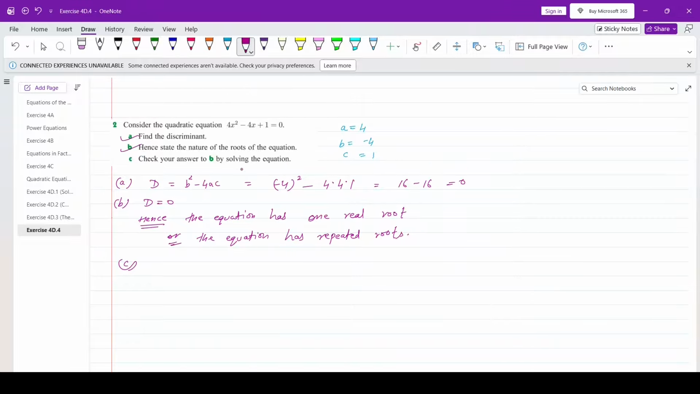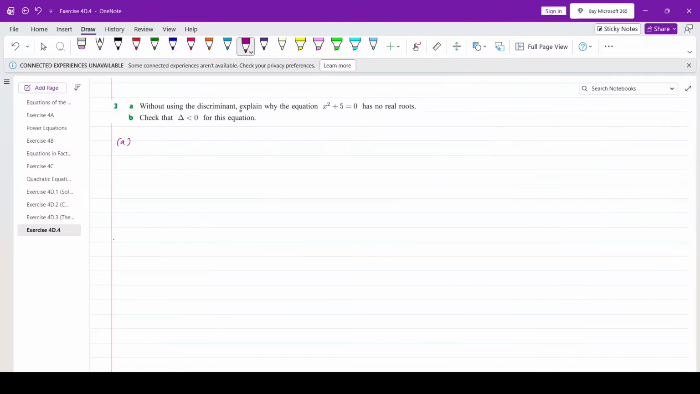Check your answer to B by solving the equation. So let's solve the equation. X is equal to negative b plus or minus square root of D divided by 2a, which is minus of negative 4 plus or minus root 0 divided by 2 times a. So we have minus minus plus, so we get 4 plus or minus 0 divided by 8. So this becomes 4 divided by 8 and hence 1 by 2. That's the answer. So we get only one answer from this. Let's go to the next question.